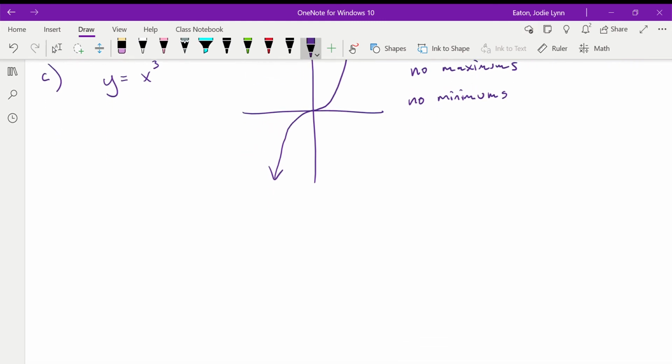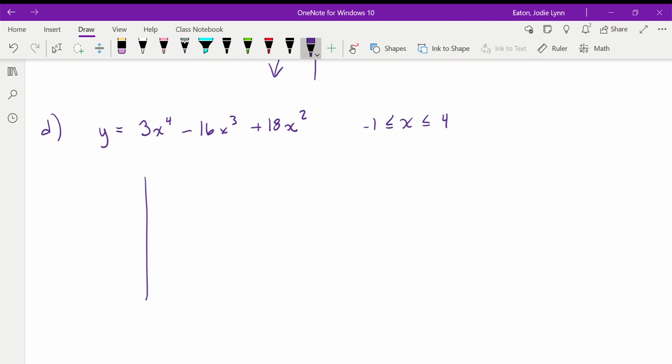So let's look now at a function that's defined, and this is where things get interesting when you're talking about absolute maxima and minima. Let's look at a function that is defined on a closed interval. So we have 3x to the fourth minus 16x cubed plus 18x squared. And we're going to define it only on the closed interval between -1 and 4. So this function looks something like this. So we have point A up here. This is our -1. And go out to +4.